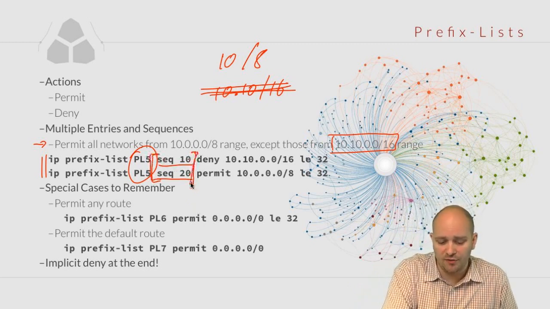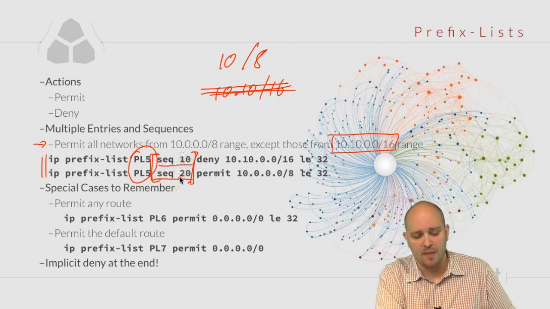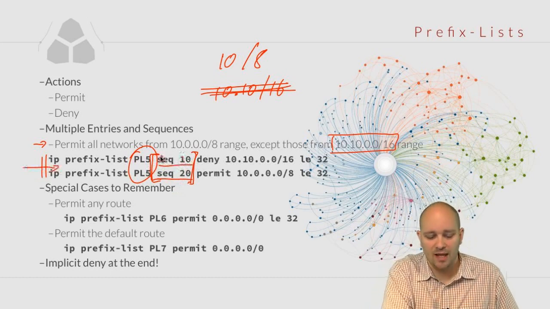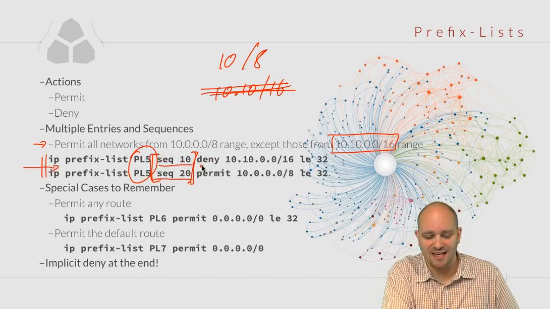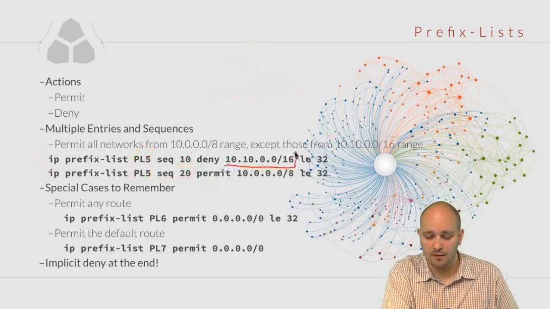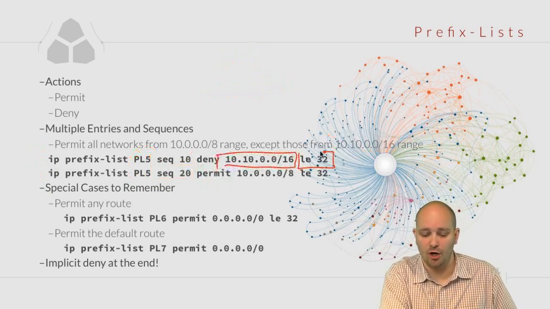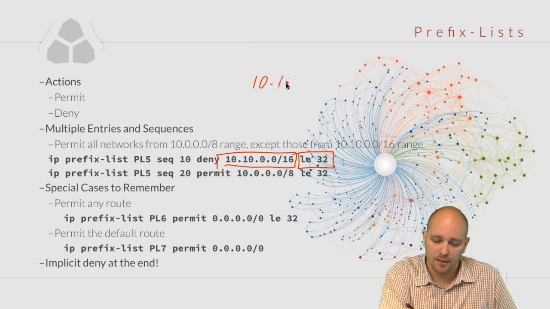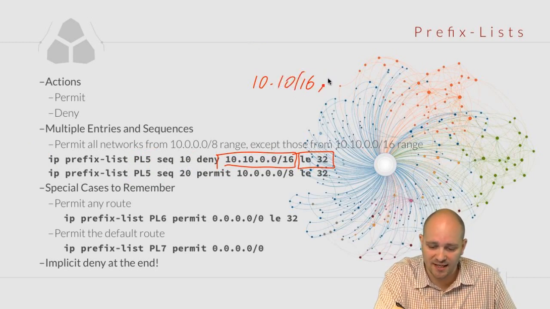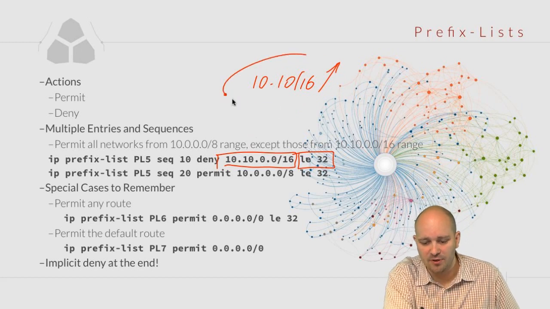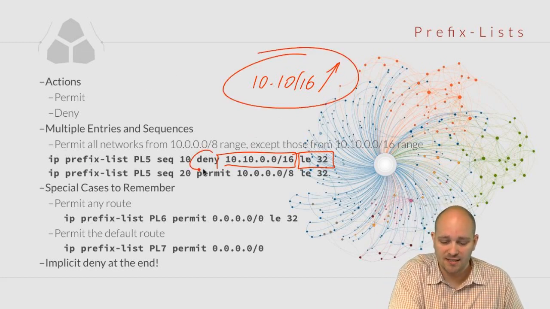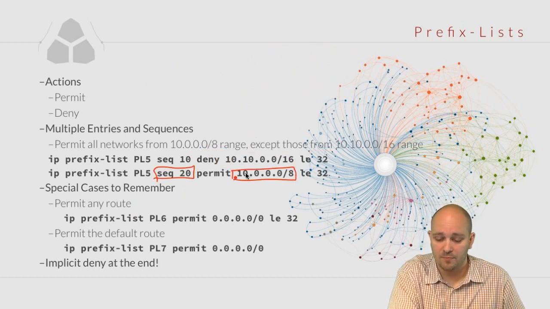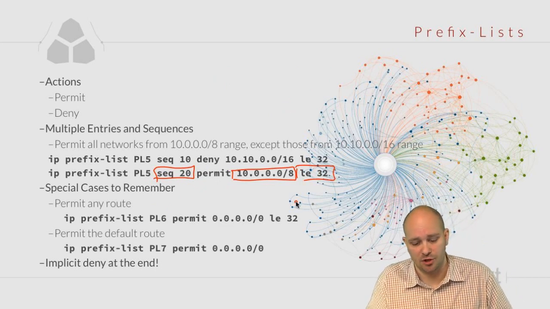But I think it's a good thing to remember that there is this sequence syntax here, because then you can insert the entries in between if you need them down the road. So the logic here is, first we are going to deny 10.10.0.0/16 le 32. So here we are saying anything that comes from the 10.10/16 range, so /16 or above. So we are saying any prefix that comes from this particular range is going to be denied. And finally, in our sequence 20, we are going to permit everything else from the 10.0.0.0/8 range.